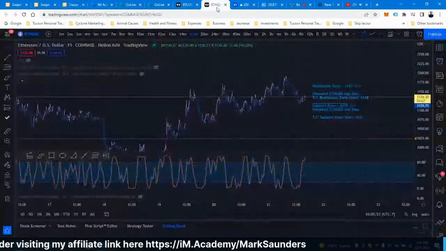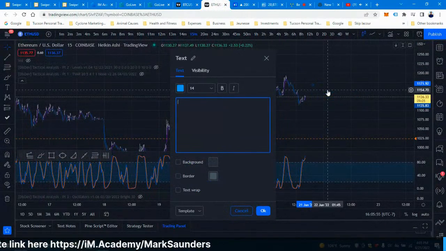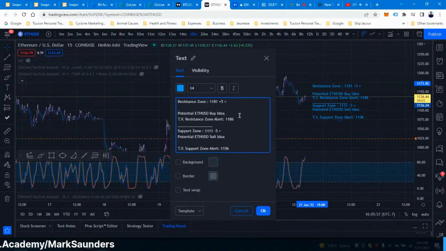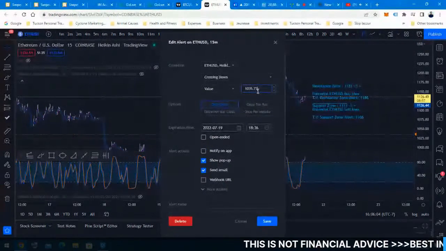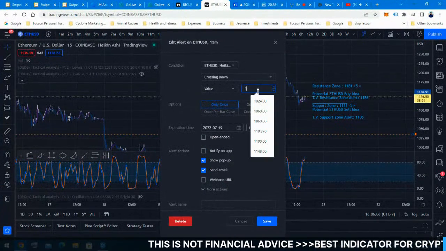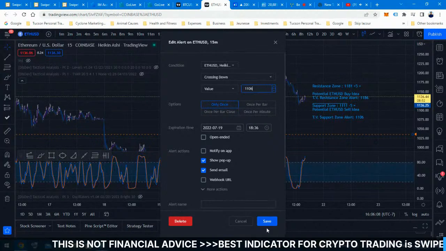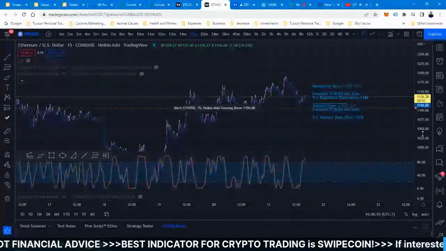Going to make sure we have the right numbers. Okay, here we go now. We want to put 1106 as our support notification. That's what I'm doing.